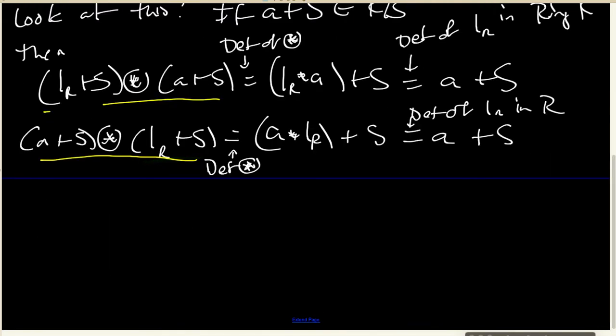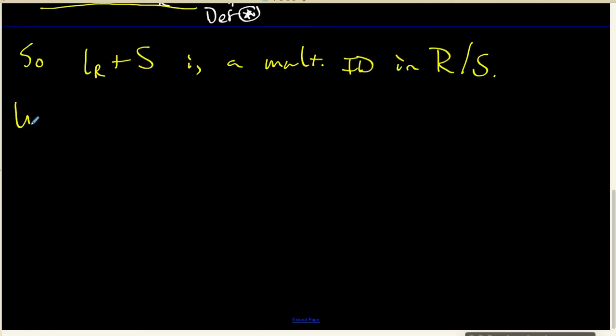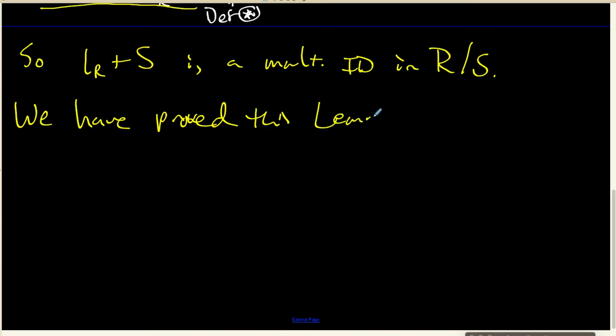In other words, what we've shown is that 1 plus S is a multiplicative identity in the quotient ring R mod S. In other words, what we've shown is the following lemma. So we have proved this lemma.